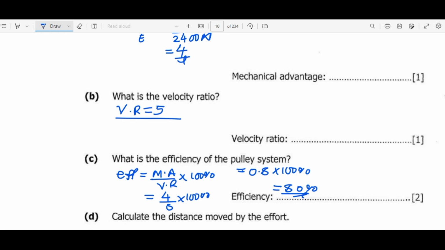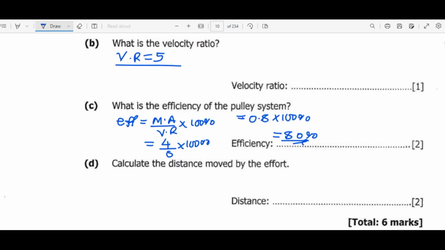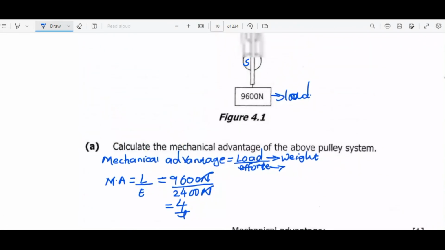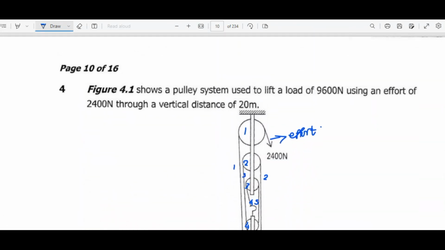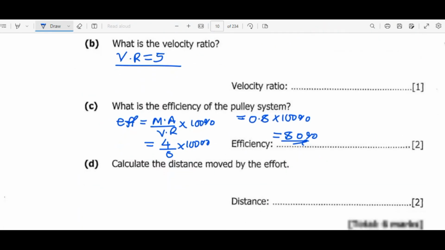Now the last part is to calculate the distance moved by the effort. The distance moved by the load is given. It's 20 meters, because this is the distance that they wanted to overcome. So how much of the rope was pulled? That is the distance we are looking for. Which formula are we supposed to use?